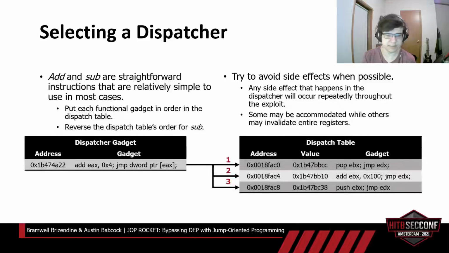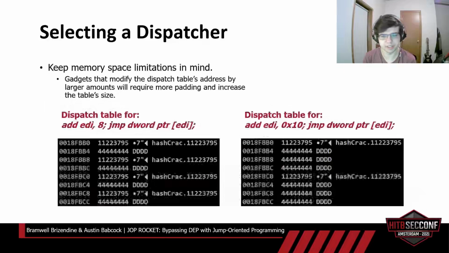If we have more than 4 bytes being added or subtracted, we'll add some padding. And the only difference is if we're doing subtract, we're just going to put them in a reverse order. And we don't even have to worry about the mental overhead of putting them in reverse order manually, because with something like Python, we can just do a list reverse on the list of all of our functional gadgets.